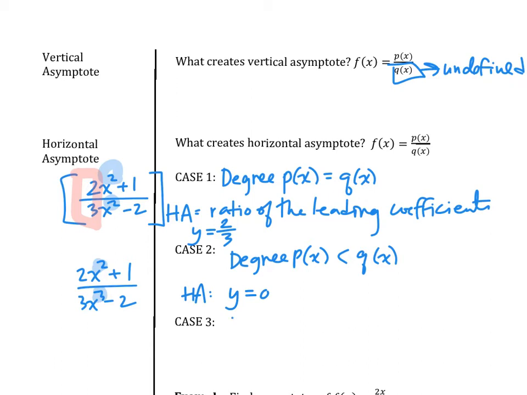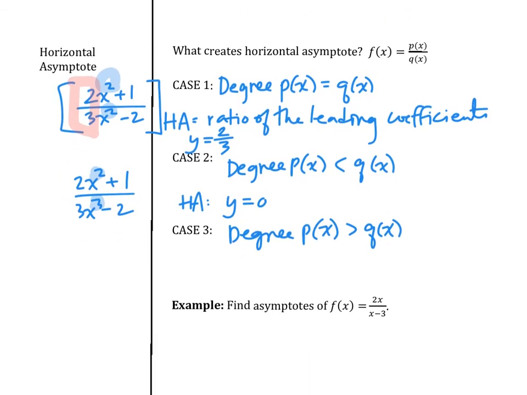The third case is when the degree of the top is bigger than the degree of the bottom. If you recall from pre-calc, we said that there is no horizontal asymptote. However, there is a slant asymptote.